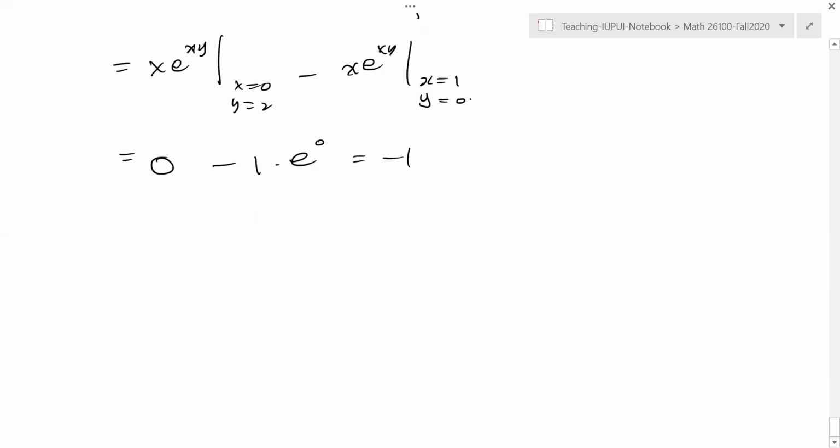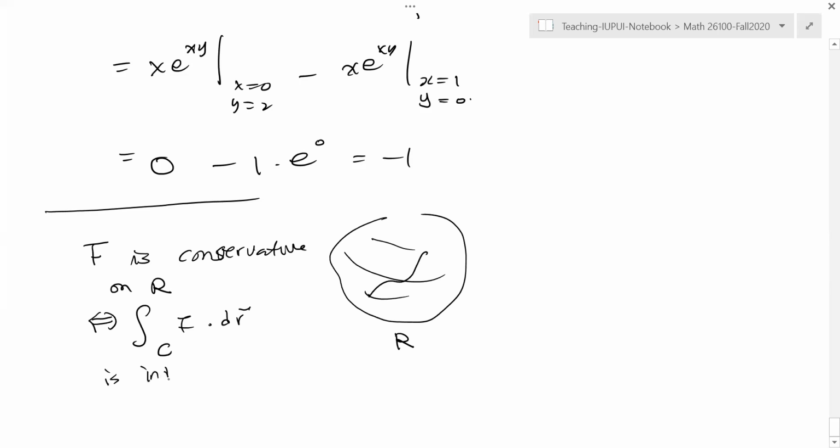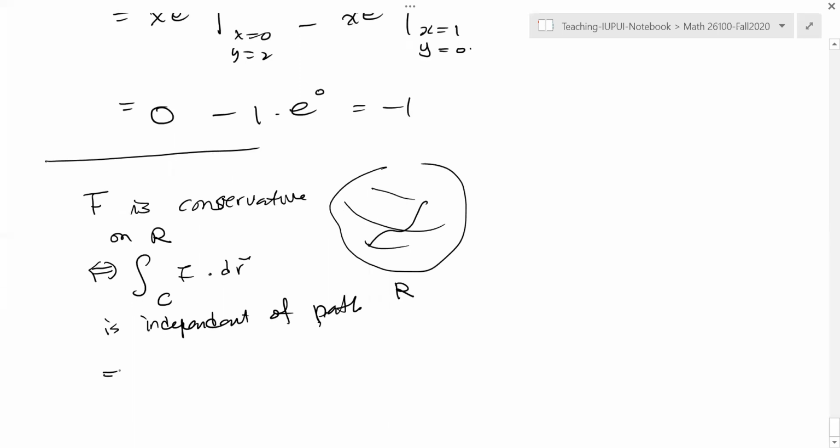Let's recall, even in any dimension, our terminology. F is defined on a region in 3-dimensional space, let's call it R. F is conservative on R, by definition, if and only if the line integral is independent of paths, and that is equivalent to saying that F is the gradient of some function. This is a connected region or domain.